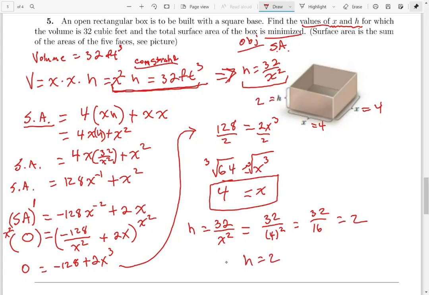And so specifically, those are the solutions that I wanted. X is equal to 4. H is equal to 2. We've found our solutions, and if we really were told to find the surface area, we could plug that back into our surface area formula, any of these, to get that area, but we weren't looking for that. So we're done.